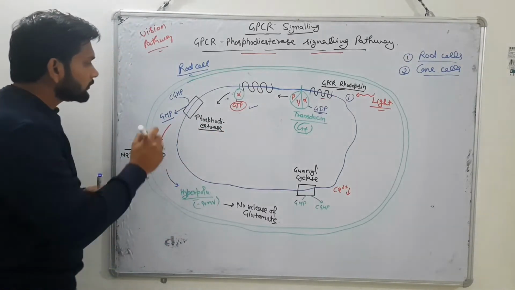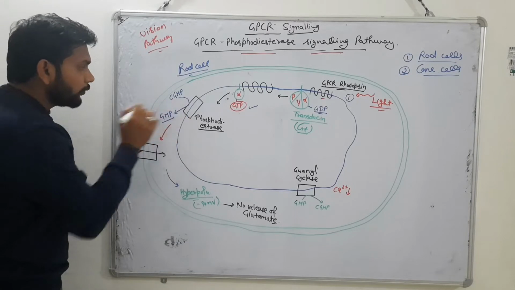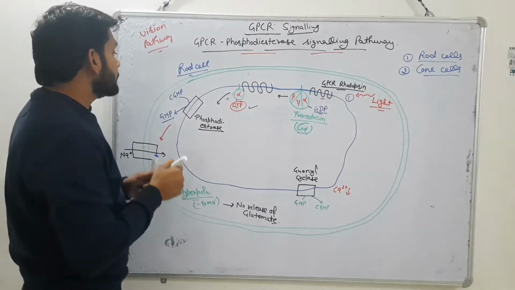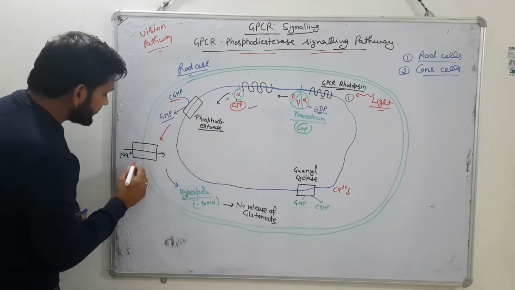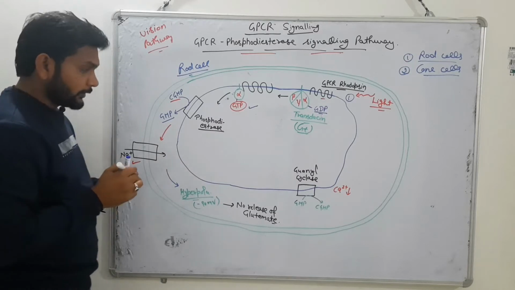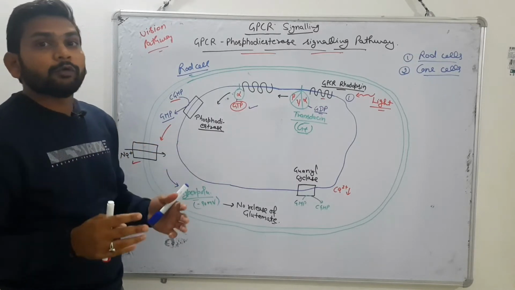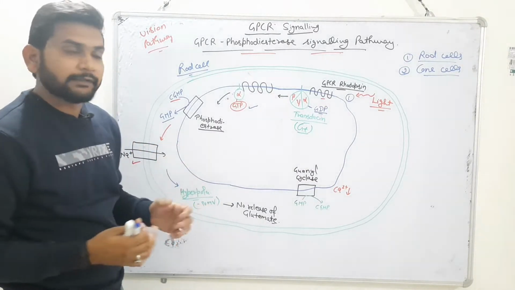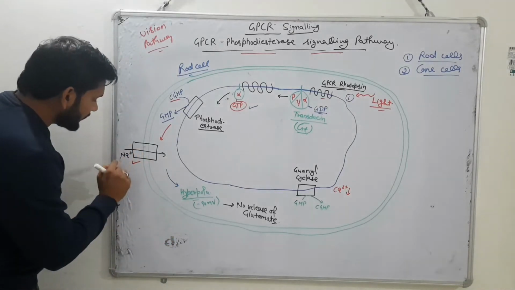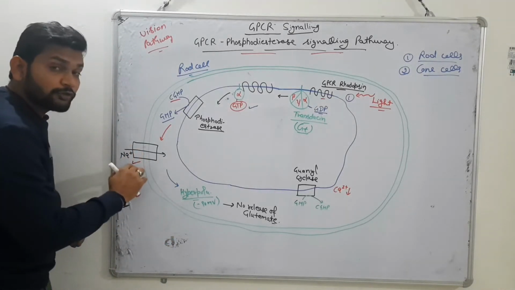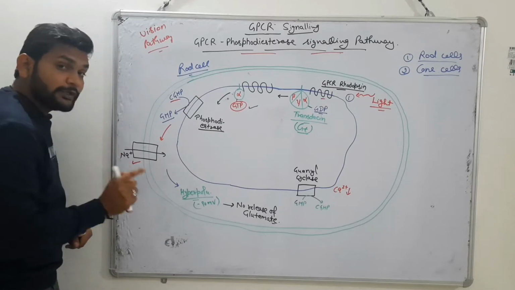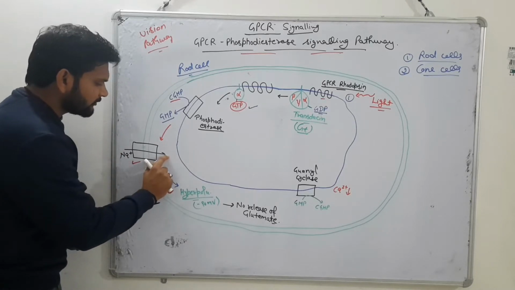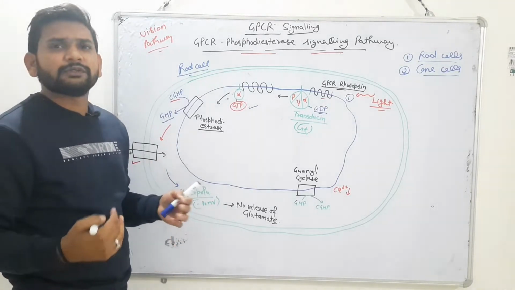Okay, so here the cGMP-gated channel is present. What is the work of the cGMP-gated ion channel? It is responsible for the influx of sodium ions.